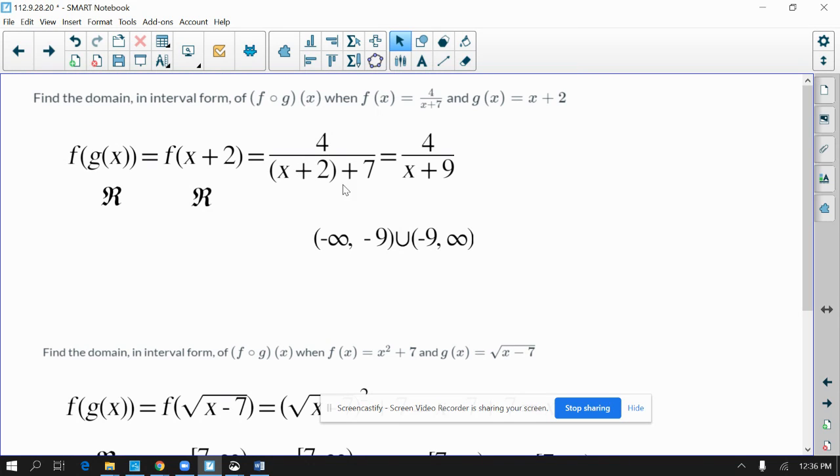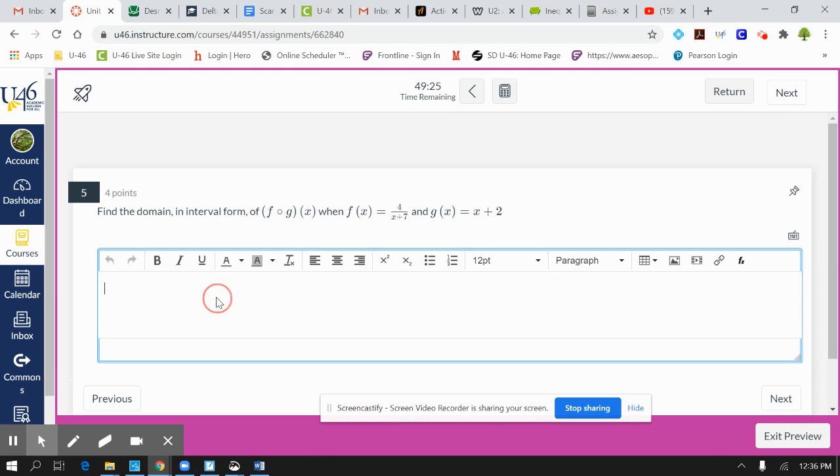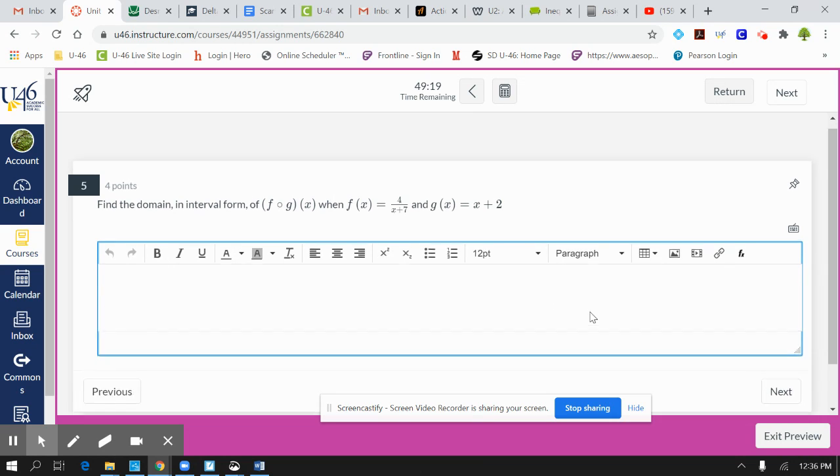But even after you simplify, when you look at the final answer, there's a reminder, x clearly cannot be negative 9. So this is the domain. It's all real numbers except for negative 9. And that's what I would put here. And I'll just skip that part because we've done that a few times.